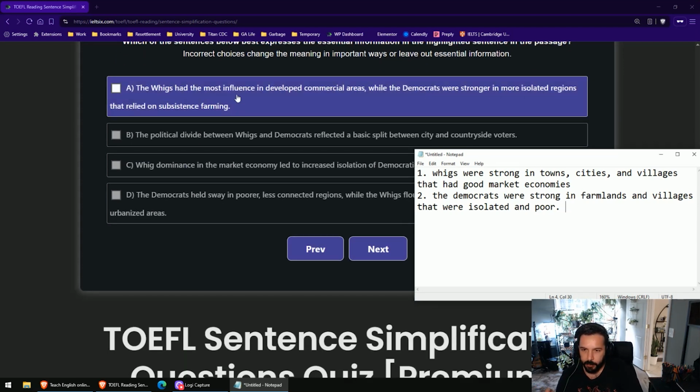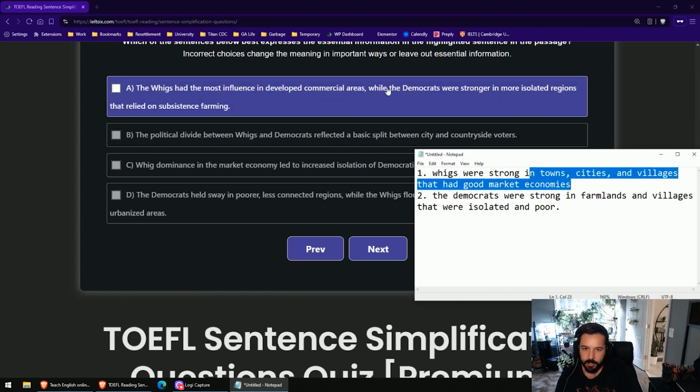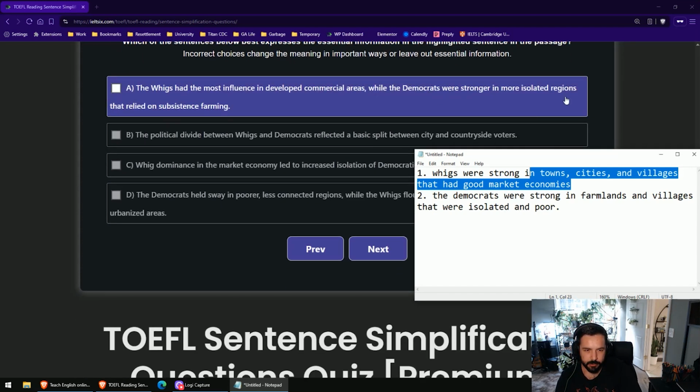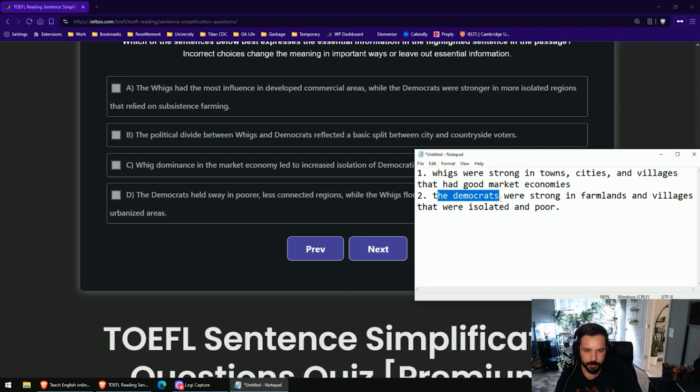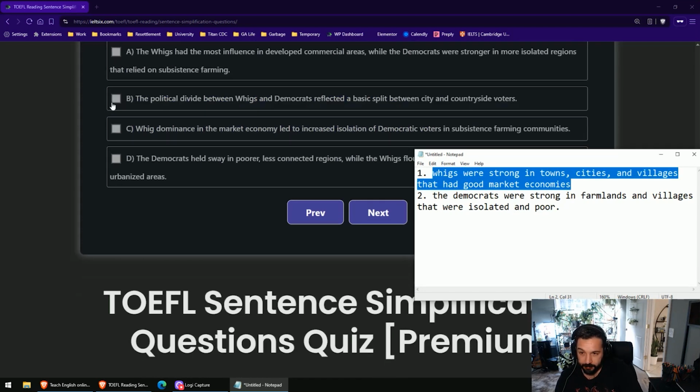Now, the Whigs had the most influence in developed commercial areas. True. While the Democrats were stronger in more isolated regions that relied on subsistence farming. It said semi-subsistence, so that part I don't like, but it's relatively true. The Democrats were strong in farmlands without the market. Whigs were strong in areas with the market. But let's see if we have a better option.